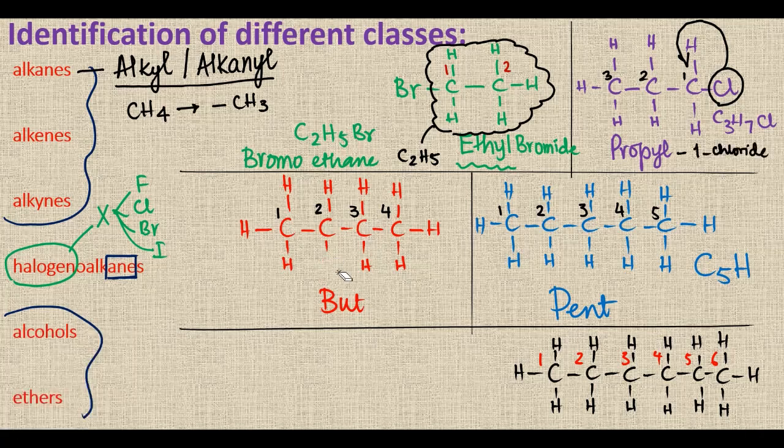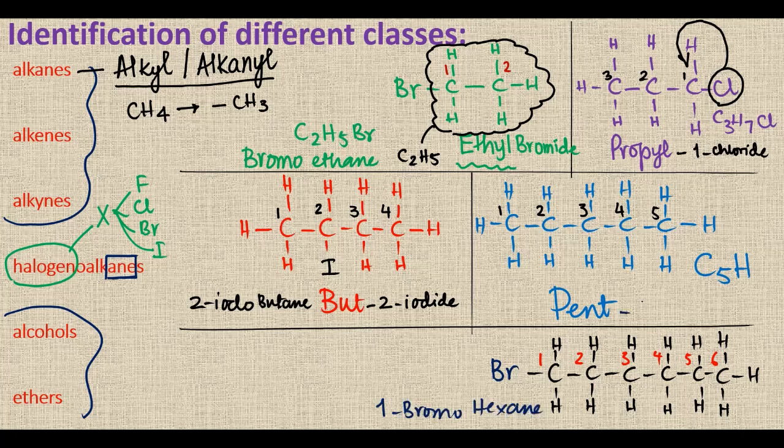Similarly, if we attach an iodine to carbon atom number 2, the compound is called but-2-yl iodide or 2-iodobutane. And here we are seeing 1-bromohexane. And the pentane turns into pent-3-yl chloride with the molecular formula C5H11Cl, having a chlorine attached to carbon atom number 3.